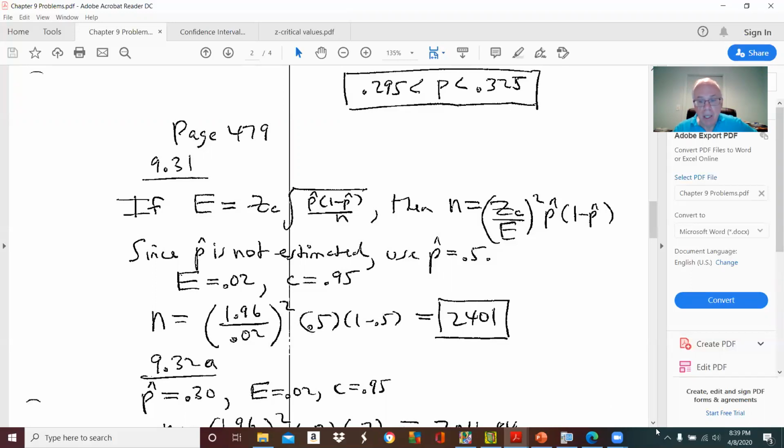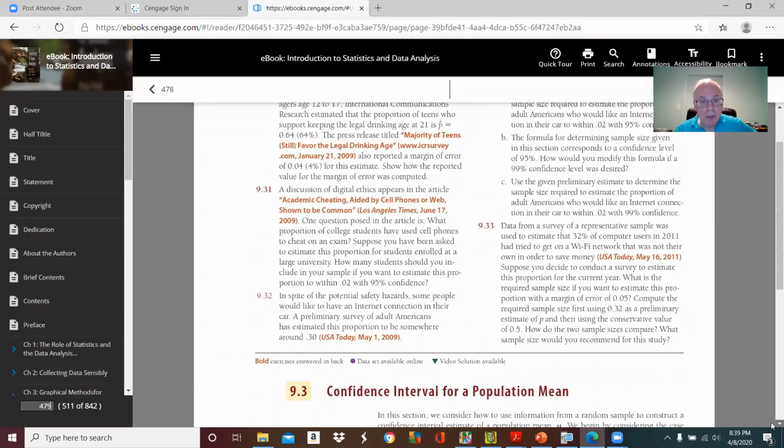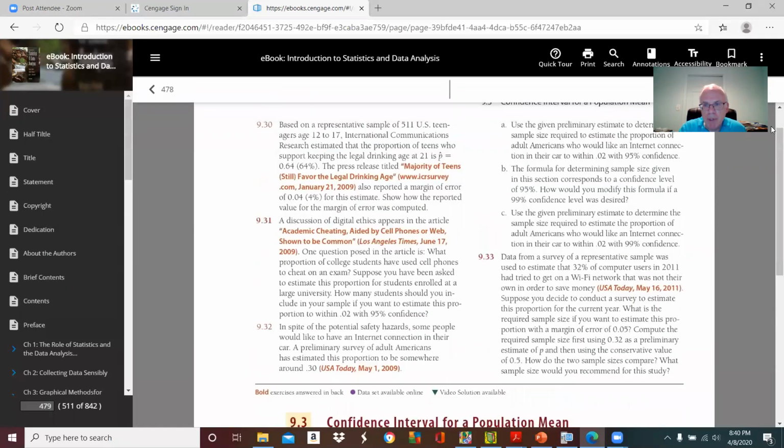Now, in 9.32 on the same page, let's look at 9.32. Next one down. It says, in spite of the potential safety hazards, some people would like to have an internet connection in their car. A preliminary survey of adult Americans has estimated this proportion to be somewhere around 0.3. If they say something like preliminary survey or preliminary study, that's your p hat that you're going to use in your minimum sample size problem, 0.3. So they're giving you the estimate.